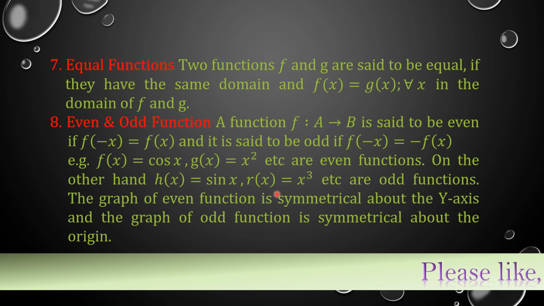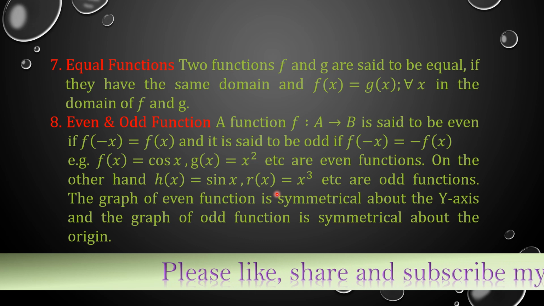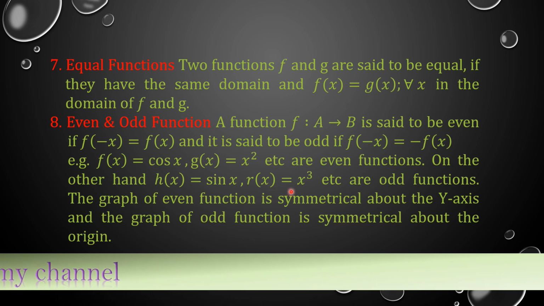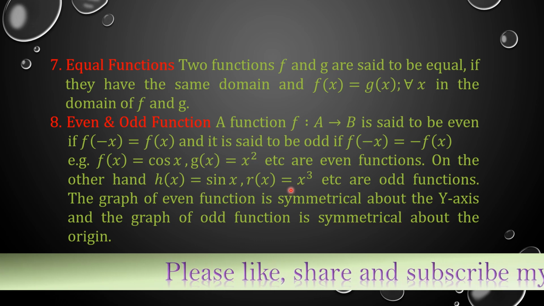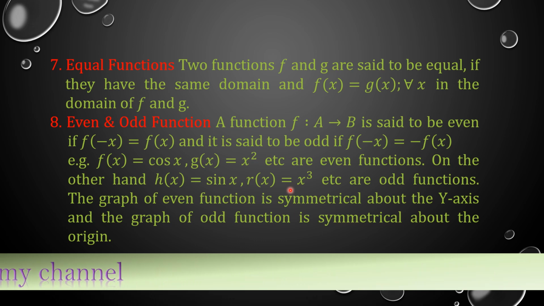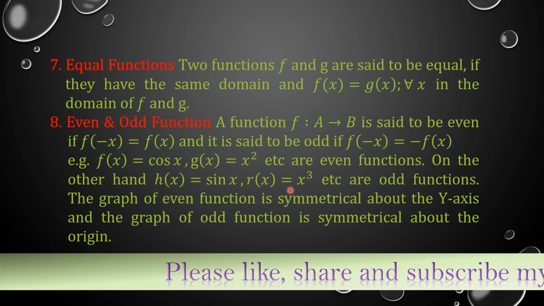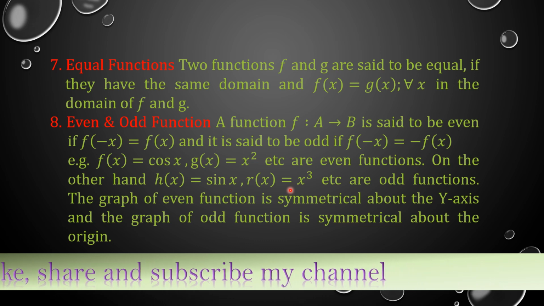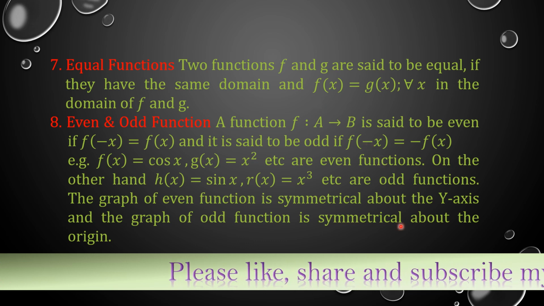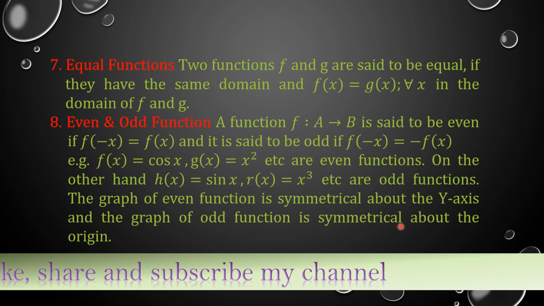And here you see Rx is equal to x cube. Again replace x by minus x, then minus x whole cube is obviously equal to minus x cube, that is minus Rx. So R of minus x is equal to minus Rx, and that is why Rx is equal to x cube. This function is also an odd function. Clear?